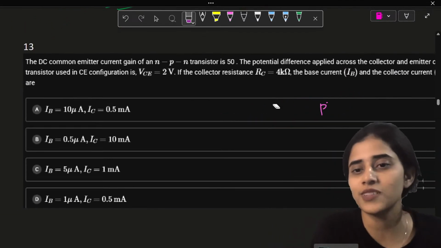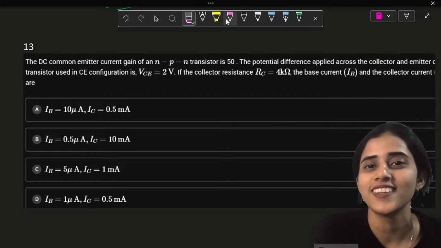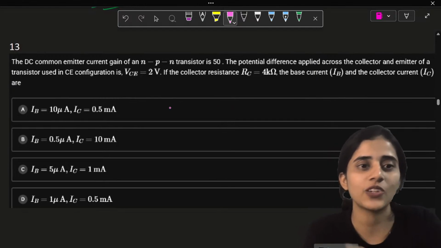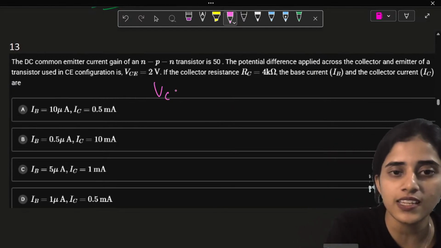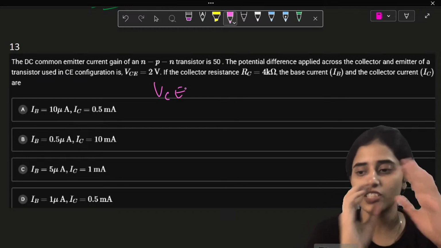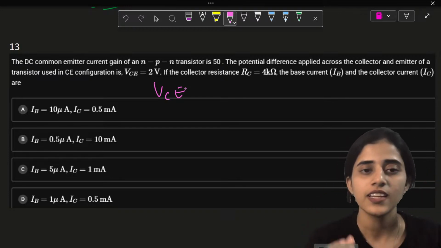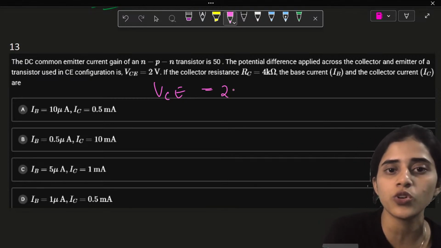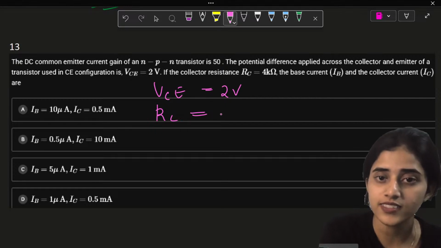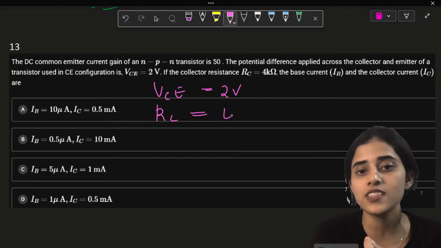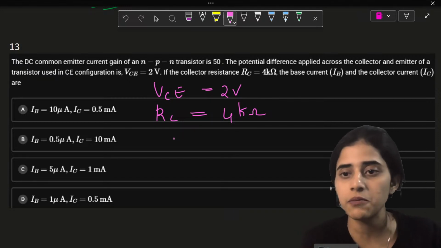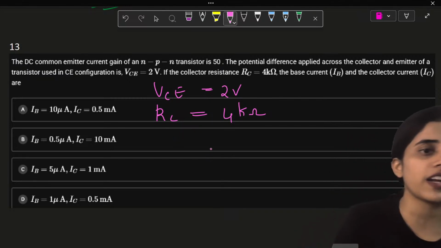So no figure, because I don't know how to draw figures. I'm very bad at it. I will write. Okay, so VCE is the voltage between the collector and emitter. You saw a transistor, right? For the transistor, between the collector and emitter, VCE is 2 volts. What else is given? The collector resistance is 4 kilo ohm. Base current IB and collector current IC you should find out.